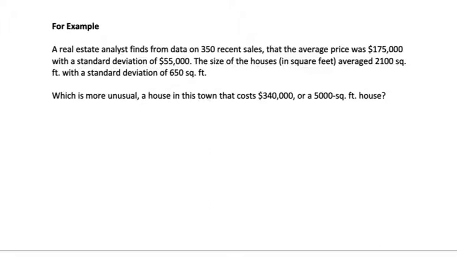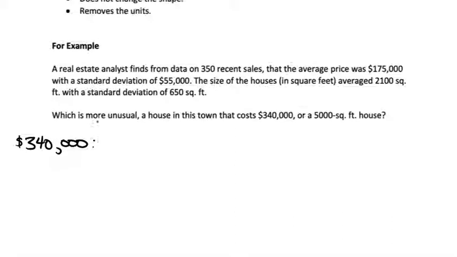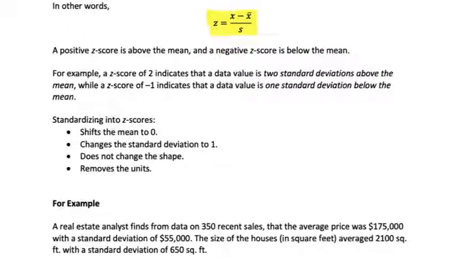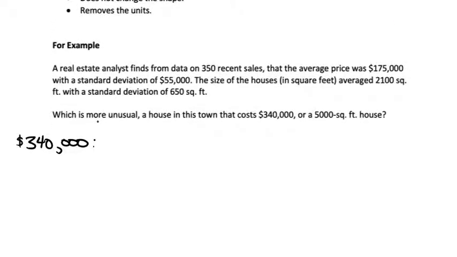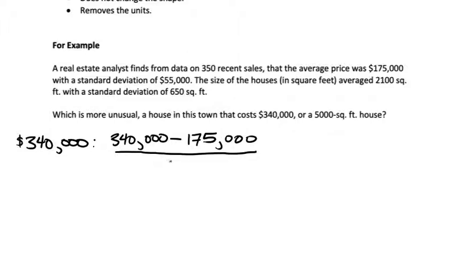So the house that costs $340,000, we're going to calculate the z-score for that first. So we're going to use our formula, x minus x bar over s. So our x is the $340,000. The mean for price of house is $175,000. And the standard deviation is $55,000. So then I'm going to do this on my calculator. That would give me a value of 3.0.